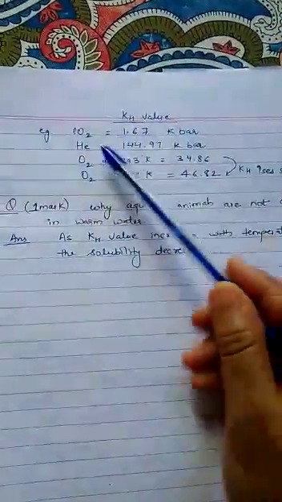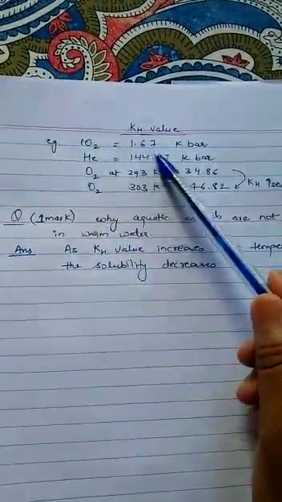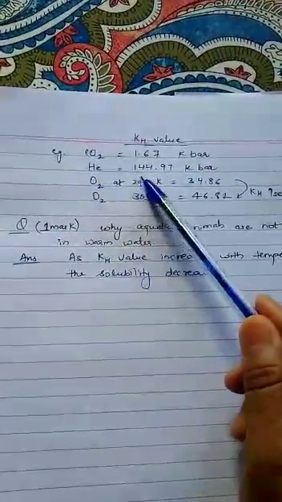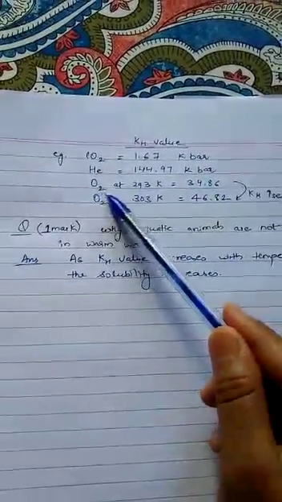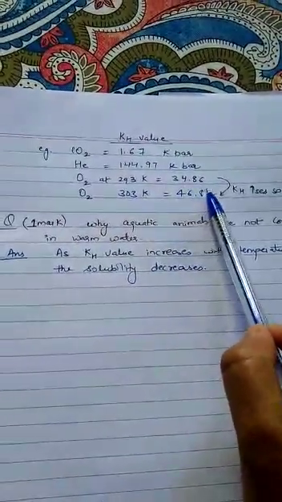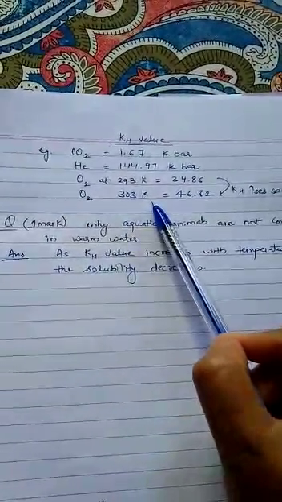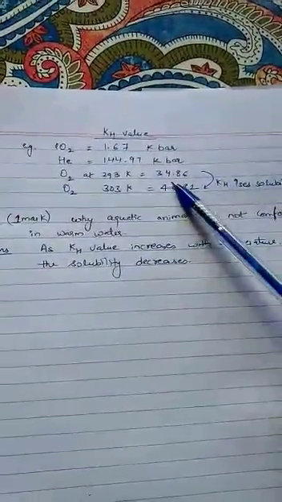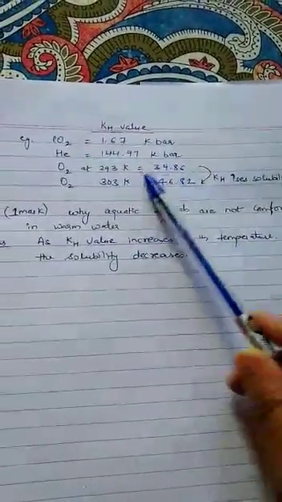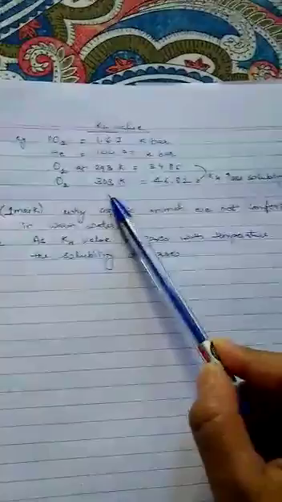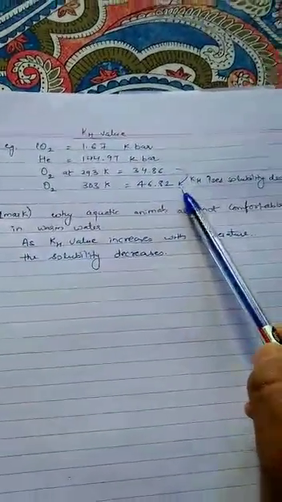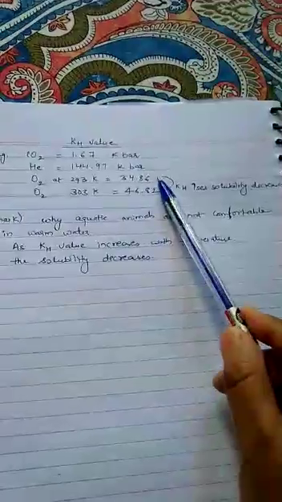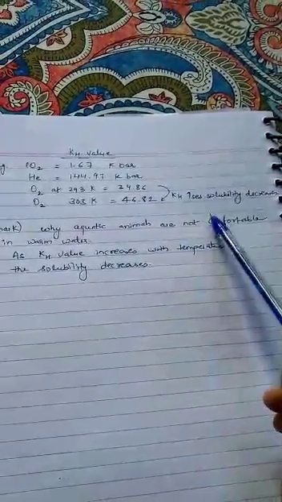Now if we talk about the example, then CO2 gas has the KH value 1.67 kilobar, helium has 144.97 kilobar, oxygen at 293 Kelvin 34.86, and oxygen at 303 Kelvin 46.82. So if we see the value of KH in case of oxygen at 293 and at a higher temperature, we are seeing that the value of KH is increasing. The value of KH is increasing, that means the solubility is going to decrease.